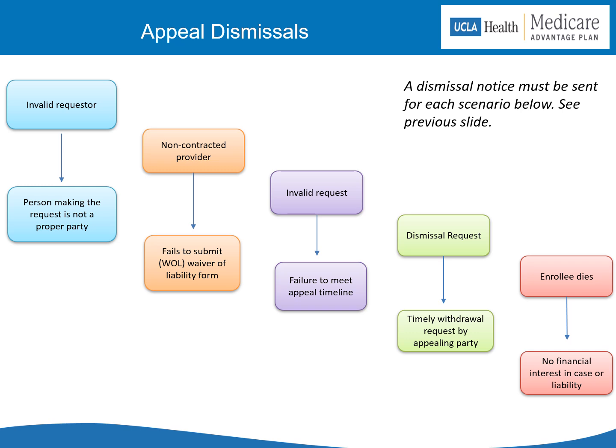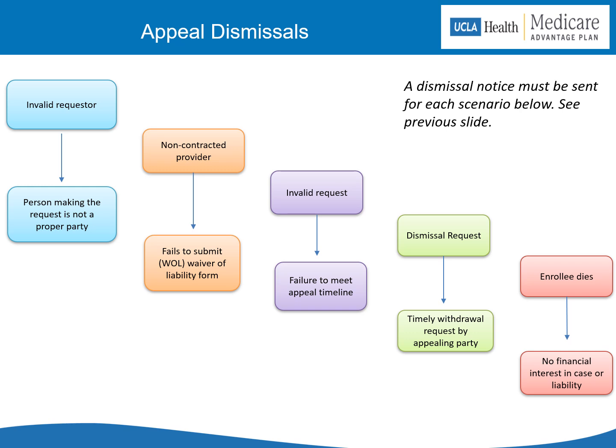Appeal dismissals are next. This piggybacks on our prior slide. Dismissal notices must be sent for each of our scenarios below. If we get an invalid requester on an appeal, for example, the person making the request is not the proper party, we get to dismiss that case. An example would be we never got an AOR form. A non-contracted provider fails to submit the waiver of liability form or WOL, we get to dismiss the case. A little more on the WOL in the next slides.